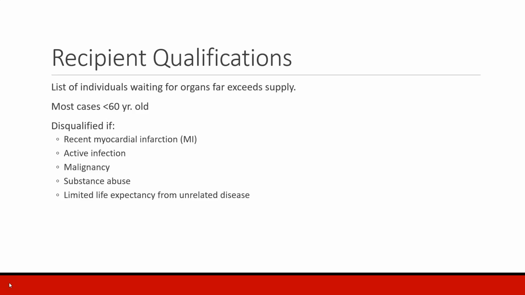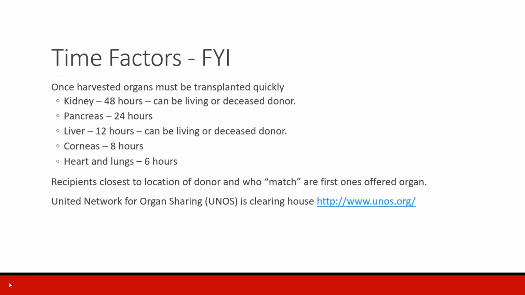Recipient qualifications for an organ transplant. The list of individuals waiting for organs far exceeds the supply to this day. In most cases, they won't accept individuals who are over 60 years old. Other disqualifications include recent myocardial infarction, which is a heart attack, an active infection, malignancy, substance abuse, or limited life expectancy from an unrelated disease. The information on this slide is for your information.